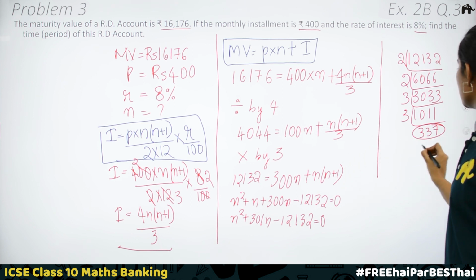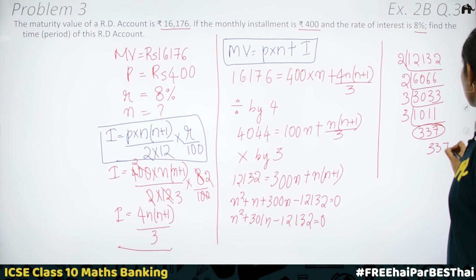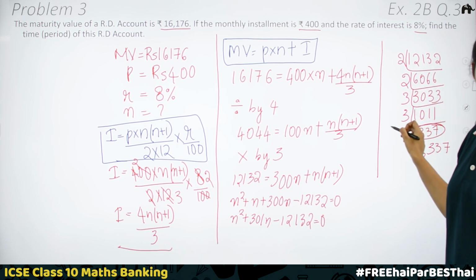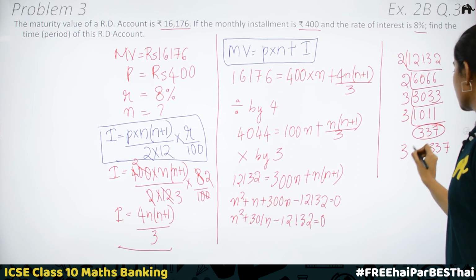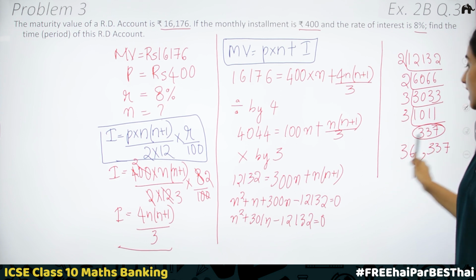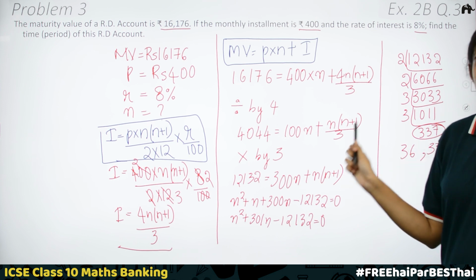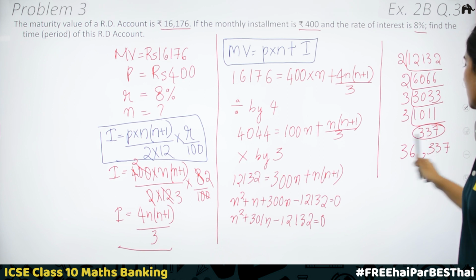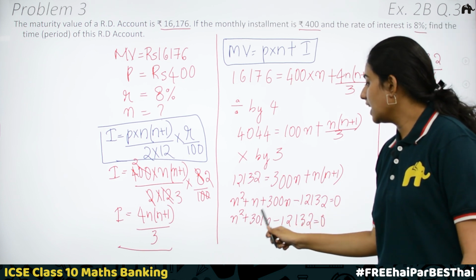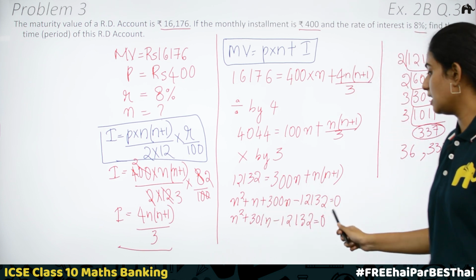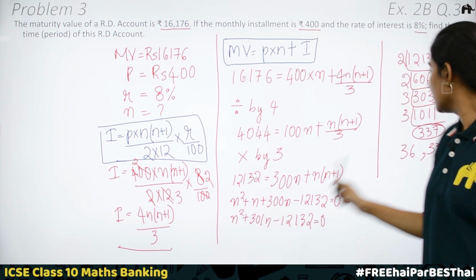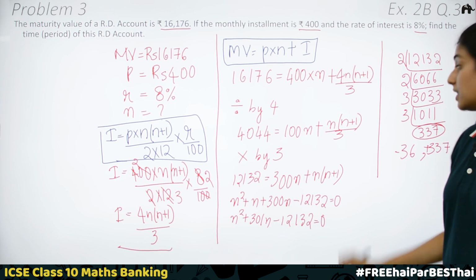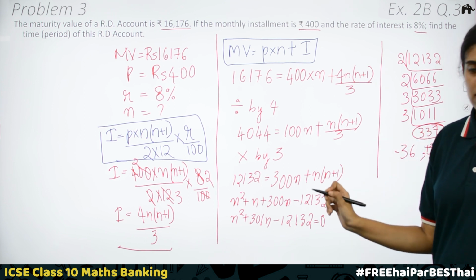So the factors are 337 and multiplying 2 into 2 into 3 into 3, what do you get? 36. So the factors are 36 and 337. Now we need to put the positive and negative sign. Here the greater number should have the positive sign because here it is positive. 337 positive, 36 becomes negative 36.